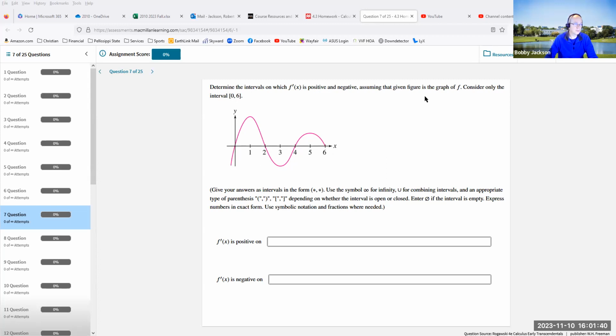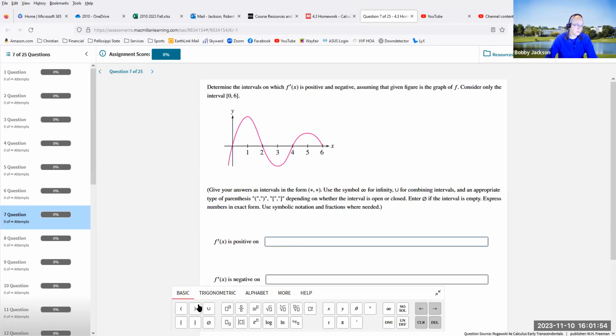So it's clearly increasing. Again, we start at 0 up to what? X equal 1. So it's increasing from 0 to 1. And then it's also increasing from 3 up to 5. So that is where the derivative is positive. So I would do that 0, comma, 1. And then we need to do the little union symbol. That's what it says in here, to use the union symbol for combining intervals. And then from 3 to 5.